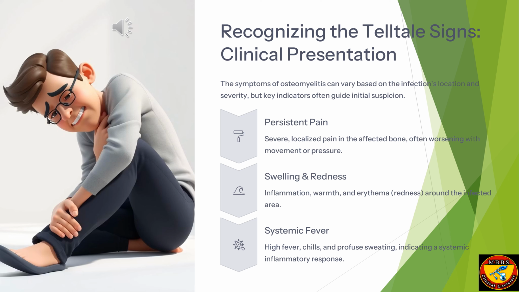Recognizing the telltale signs: clinical presentation. The symptoms of osteomyelitis can vary based on the infection's location and severity, but key indicators often guide initial suspicion. Persistent pain: severe, localized pain in the affected bone, often worsening with movement or pressure. Swelling and redness: inflammation, warmth, and erythema, redness, around the infected area. Systemic fever: high fever, chills, and profuse sweating, indicating a systemic inflammatory response.